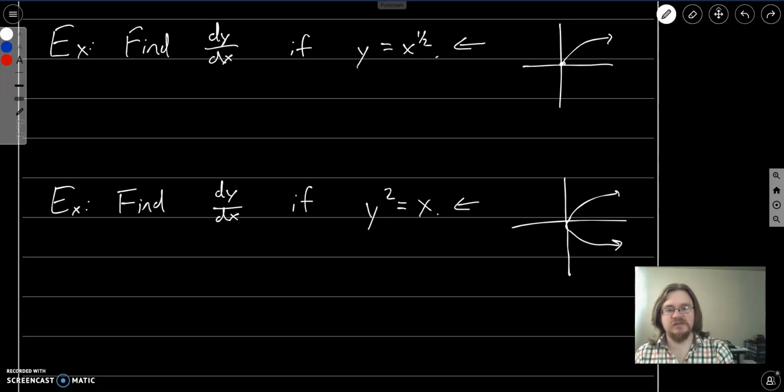Well, up here, this is pretty straightforward. If I have y is equal to the square root of x, then I can just take the derivative, and the derivative of y is going to be the derivative of this side. With the power rule, I bring down the power and I raise x to one fewer power. So this is going to be 1/2 x to the negative 1/2. And this absolutely works.